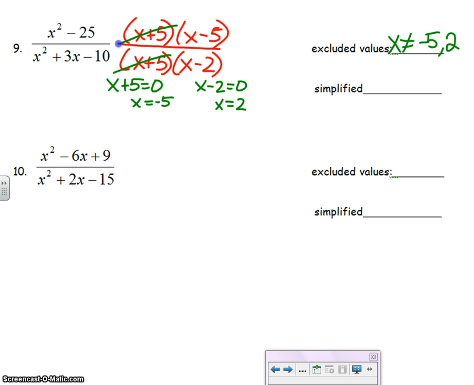So our remaining answer is (x - 5) over (x - 2). If you're comfortable to write it like that, you may. If you prefer to leave these in parentheses, you may do so as well.